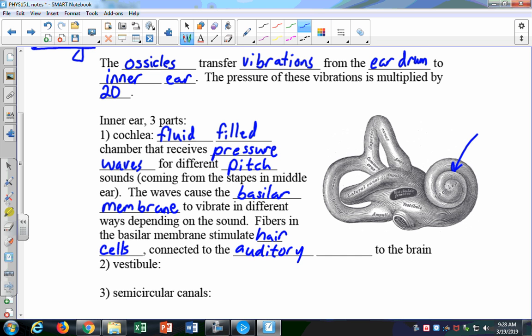I think there was a question on your quiz. Wasn't there one about the auditory nerve? To identify that. That takes the electrical signal to the brain.